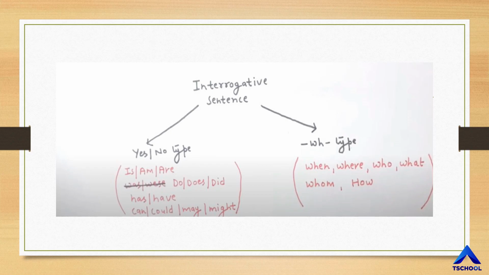And if the verb is in fourth form, that is the ing form, then we are going to use being, B-E-I-N-G, as the helping verb while changing the sentence from active to passive. This is all about the revision of part 1.